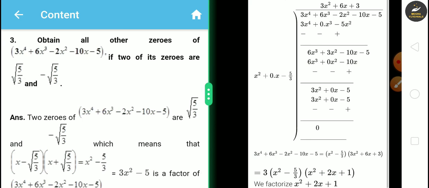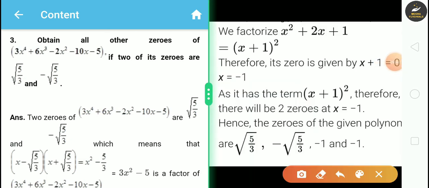So we can take 3 common from the quotient 3x² plus 6x plus 3, then we will get x² plus 2x plus 1. So we can write 3 into x² plus 2x plus 1. Further we will factorize x² plus 2x plus 1. So it is nothing but a square plus 2ab plus b square, that is identity a plus b the whole square. So we can write x plus 1 the whole square.